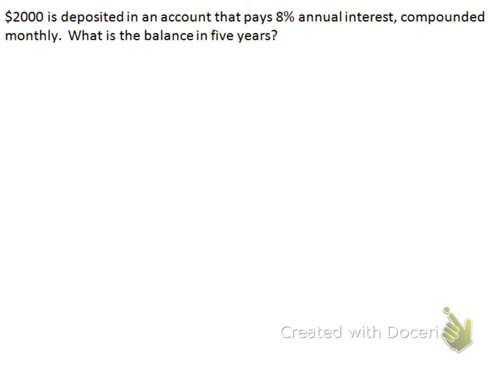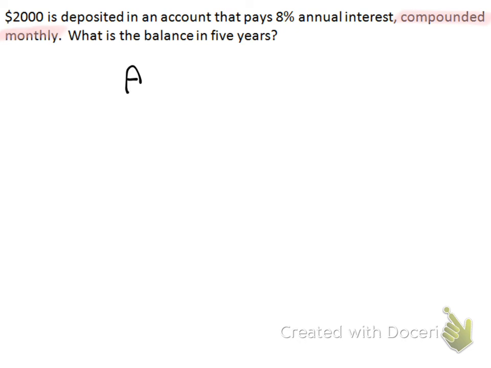All right, you guys, last but not least, $20,000 is deposited in an account that pays 8% annual interest compounded monthly. What is the balance in 5 years? So first things first, you need to determine which equation you're going to use. My hint here is that I see that it's compounded monthly. That monthly is telling me how many times a year. So I know I'm going to use good old plain compound interest.